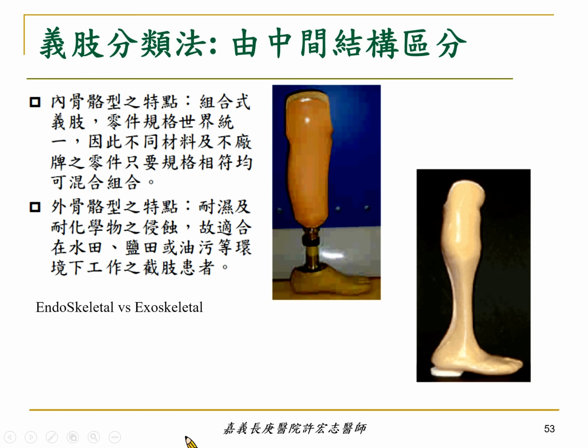Okay, how do we classify these prostheses? We often classify them according to the infrastructure. What is the infrastructure? If the bone is inside the prosthesis, we call that endoskeletal. If the rigid part is outside, at the margin of the prosthesis, we call that exoskeletal.